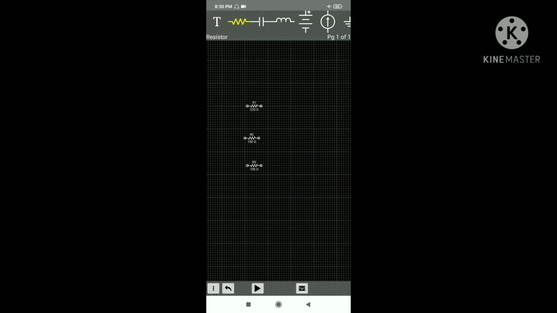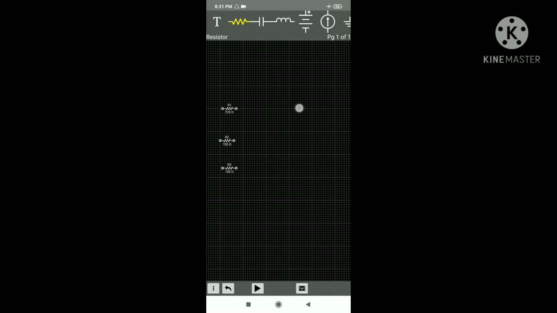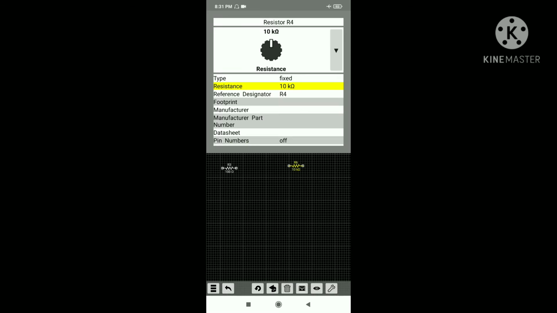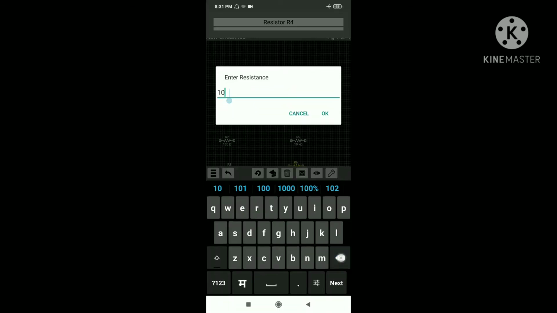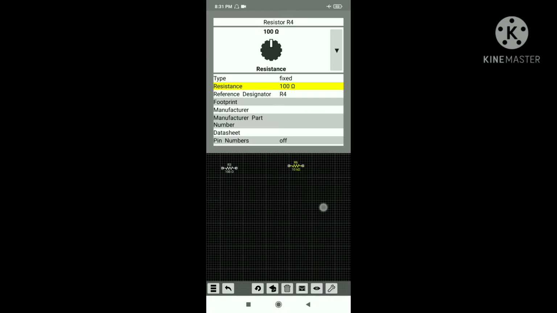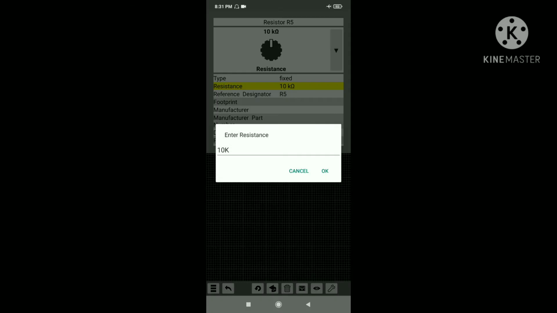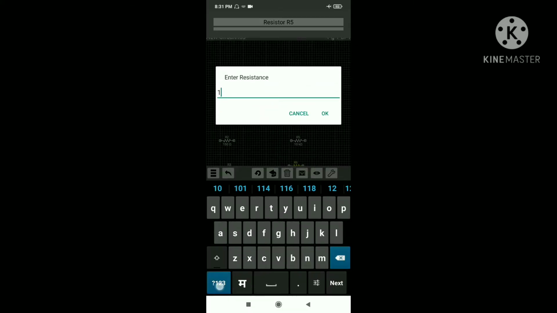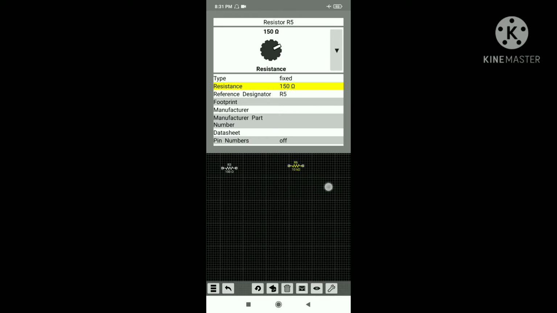Another 3 resistances in the second branch. First resistor, move this in line, second and the third resistors. Change its resistance value. R4 resistor is 100 ohm, select 100. R5 resistor is 150, select 150, and the last resistor R6 is again 100 ohm.